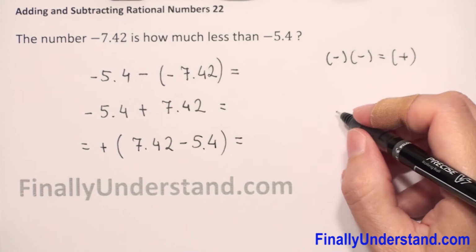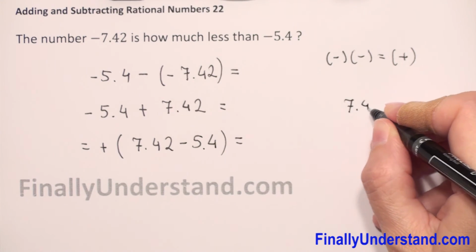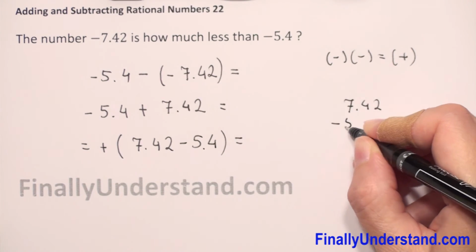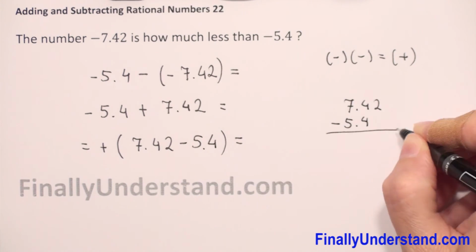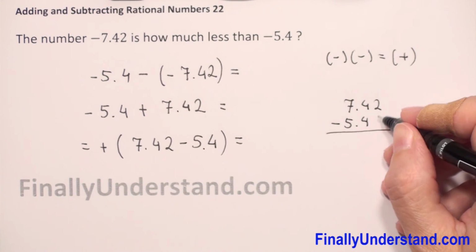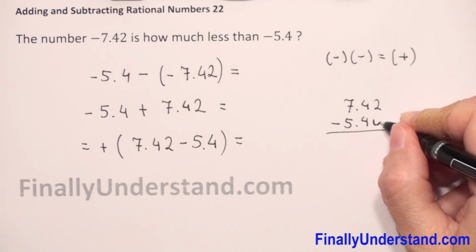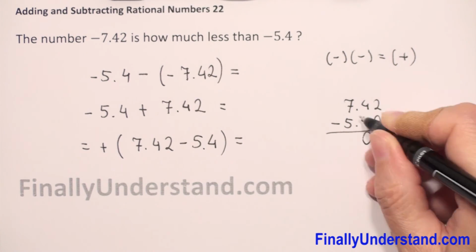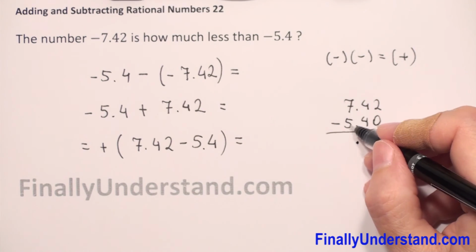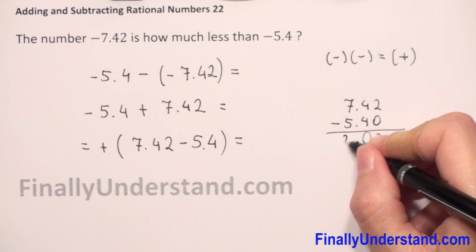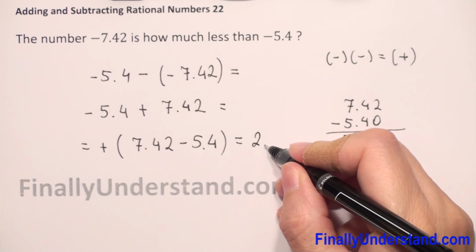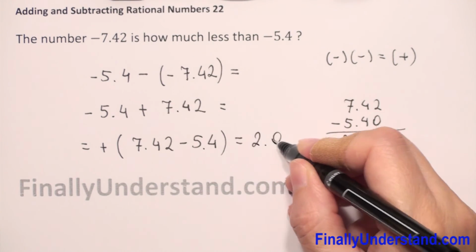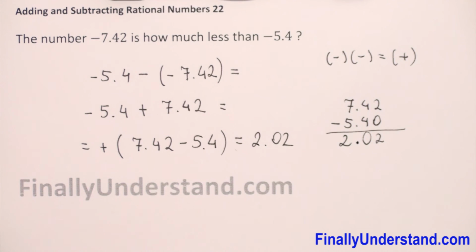So this is equal to 7.42 minus 5.4. Subtraction of decimals. We can fill the empty space with 0. 2 minus 0 is 2. 4 minus 4 is 0. The decimal point we copy. 7 minus 5 is 2. So we got 2.02. We don't have to write a positive sign.